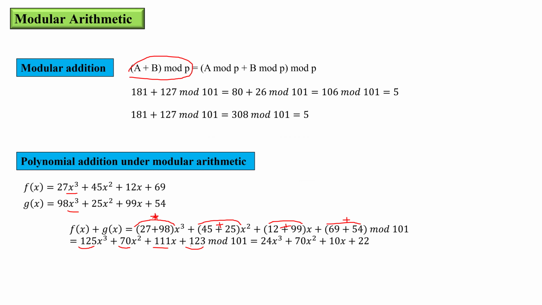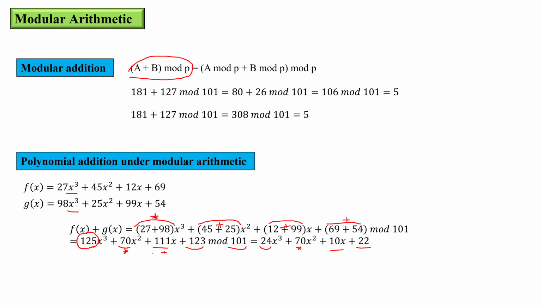So now again, we compute the coefficients of the polynomial mod 101. So 125 mod 101 equals 24, and 70 mod 101 equals 70. The same thing for 111, and then for 123.